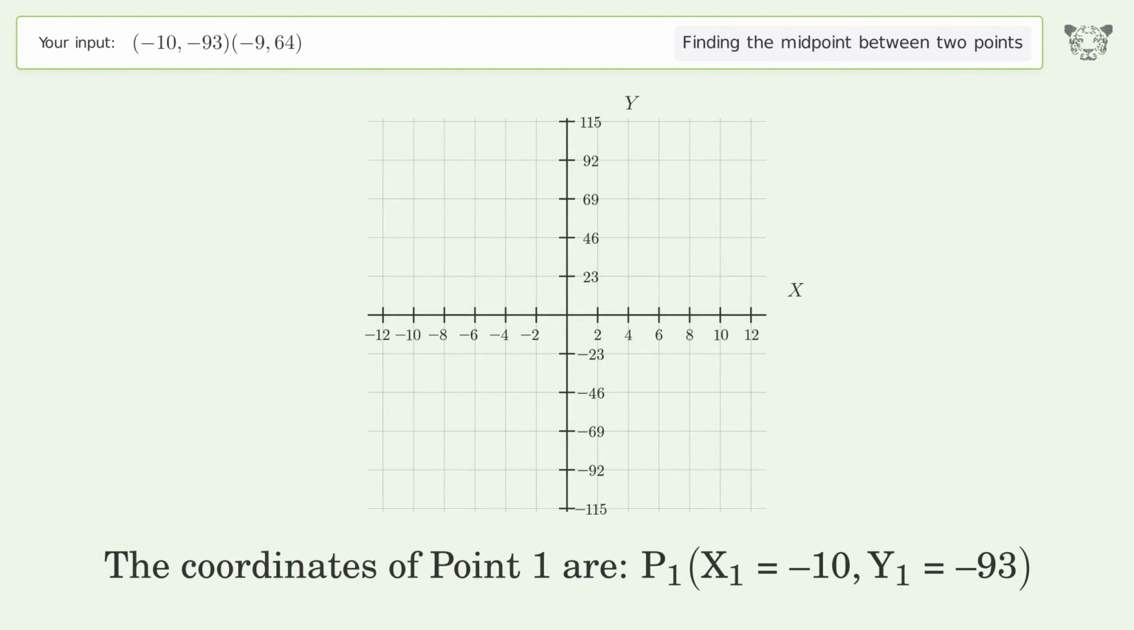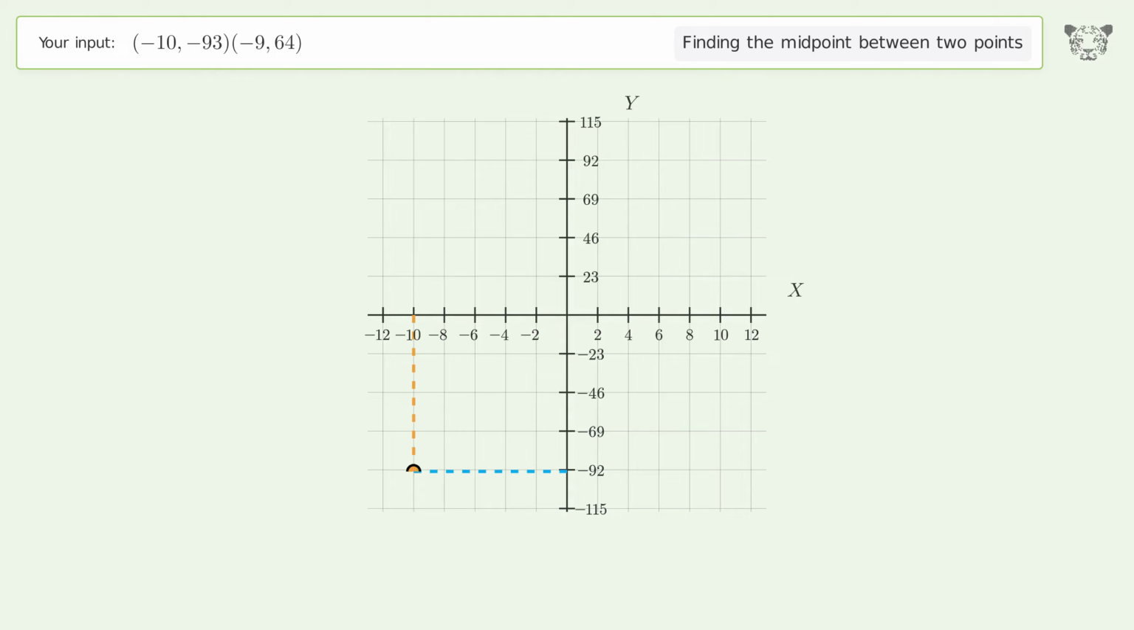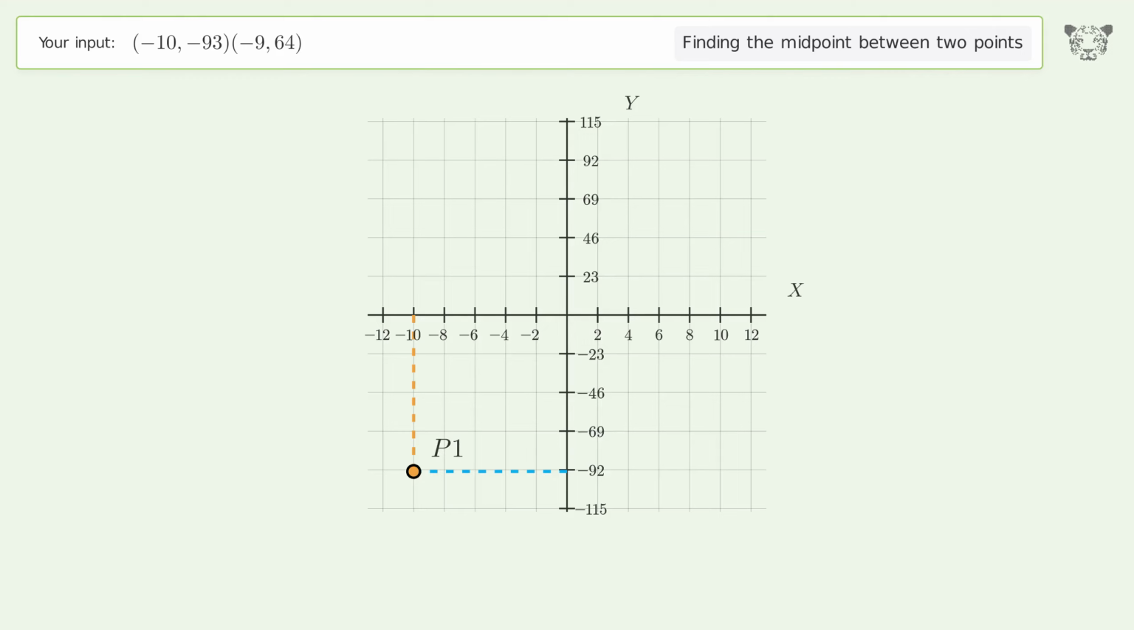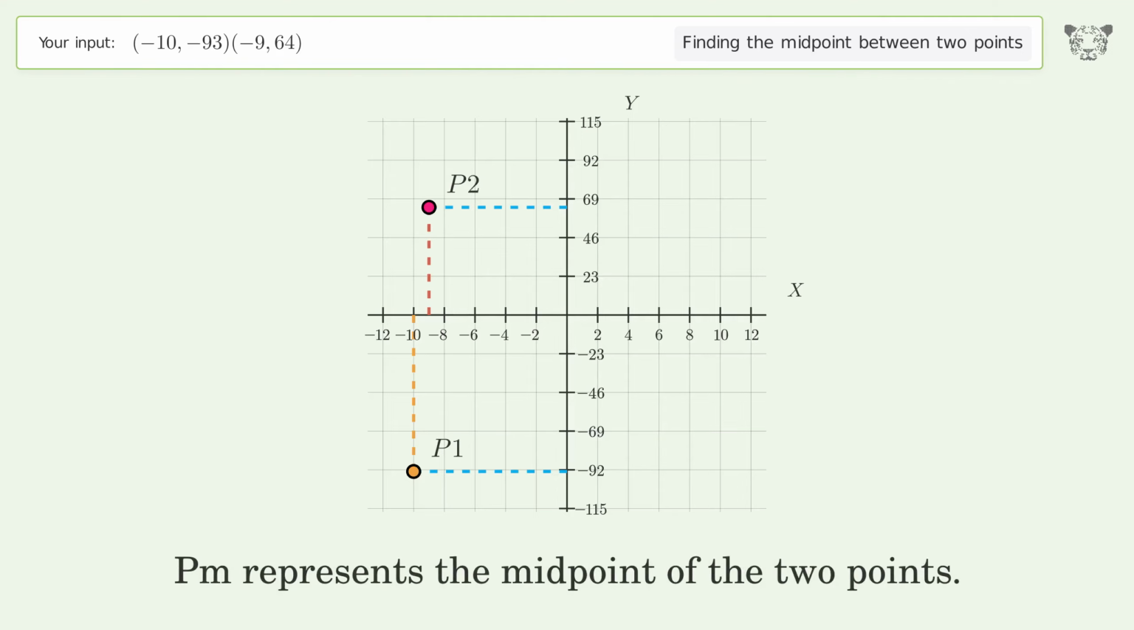The coordinates of point 1 are x1 equals -10, y1 equals -93. The coordinates of point 2 are x2 equals -9, y2 equals 64. PM represents the midpoint of the 2 points.